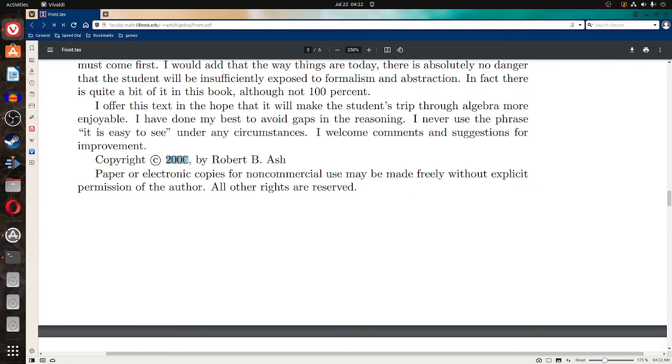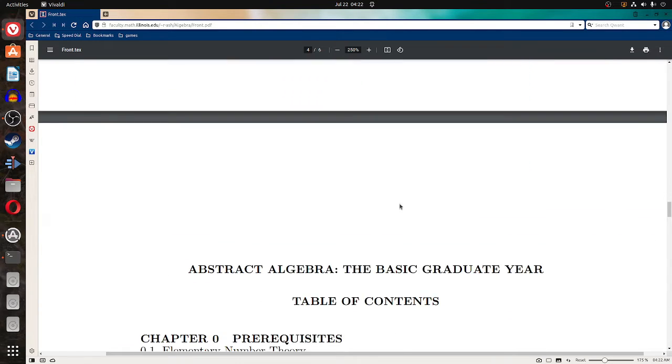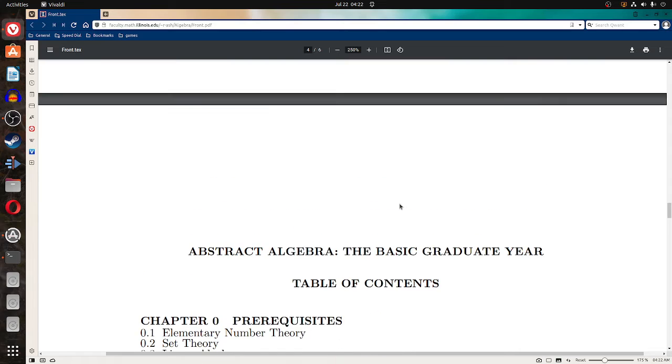Written by Robert Ash in 2000. He has the little copyright symbol, but says paper or electronic copies for non-commercial use may be made freely without explicit permission of the author. All other rights are reserved.